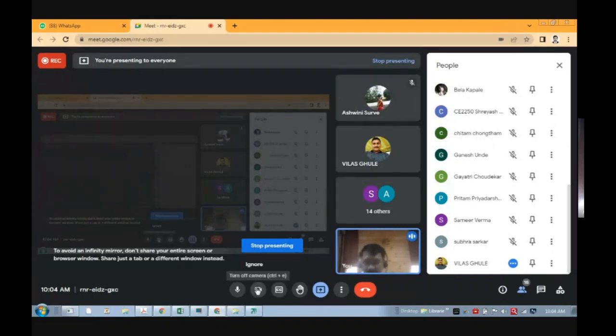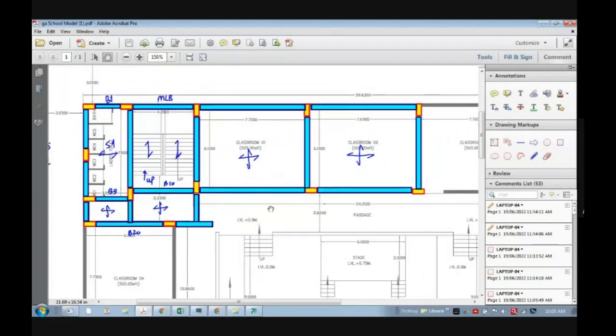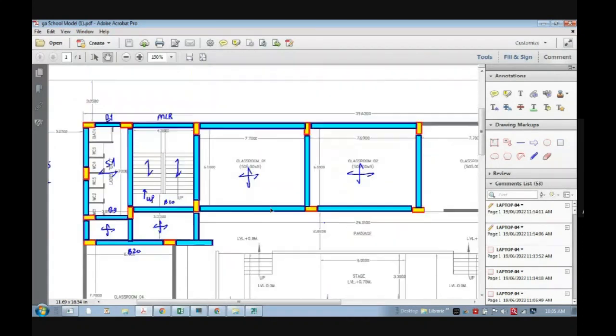So, today we will continue our last workshop session regarding concept GA drawings for that school building. Let me share my screen. So, this was the problem we were discussing last time. We will continue today with this again.